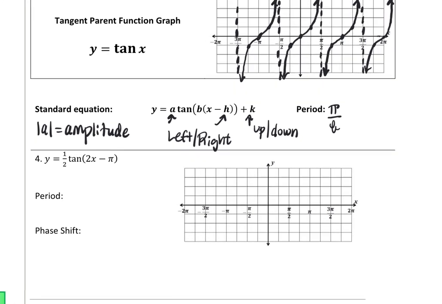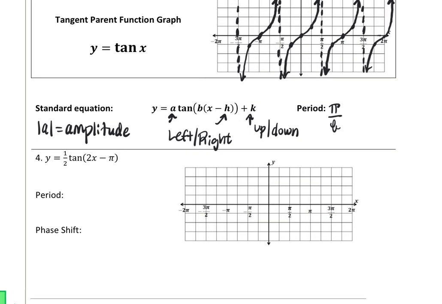All right, so let's look at how to graph one that's got a lot of these pieces, not quite all of them. Notice this is not factored out, so I've got to factor that out. So we have 1/2 tangent, and then this would be 2, and then x minus, if we divide it out of 2, pi over 2. All righty. So our period is pi divided by b. In this case, b is 2, so it's just pi over 2.